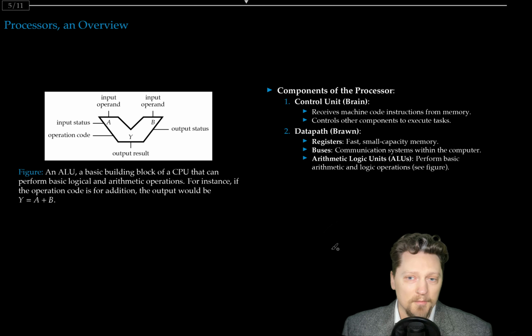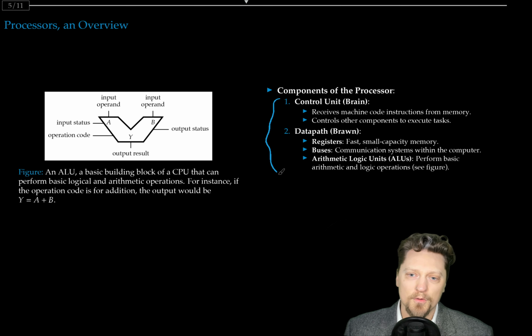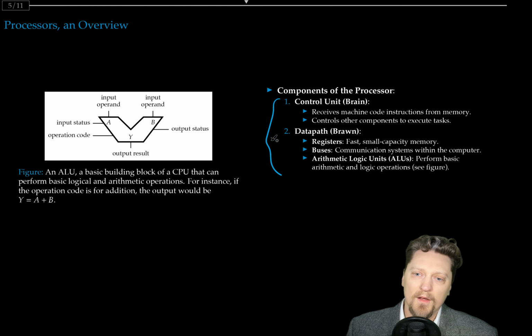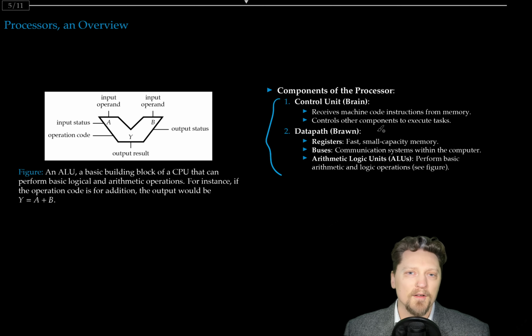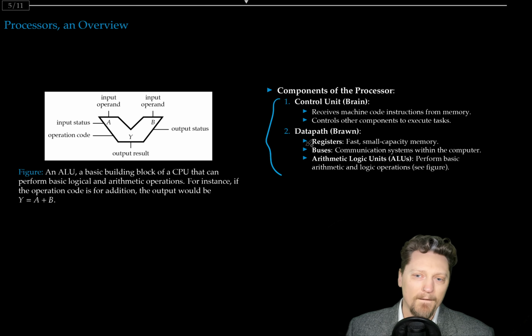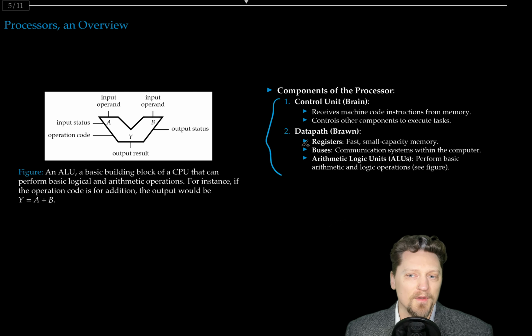So here's an overview of processors. Again, there are 2 components within the processor. The control unit, or the brain, receives machine code instructions from memory and controls other components to execute tasks, like the memory, input, output, etc. Data path, the brawn. First, registers. They're fast, small capacity memory. They're the portions of memory that we have queued up right before we're going to use that piece of data or that instruction. Buses, the communication systems within the computer.